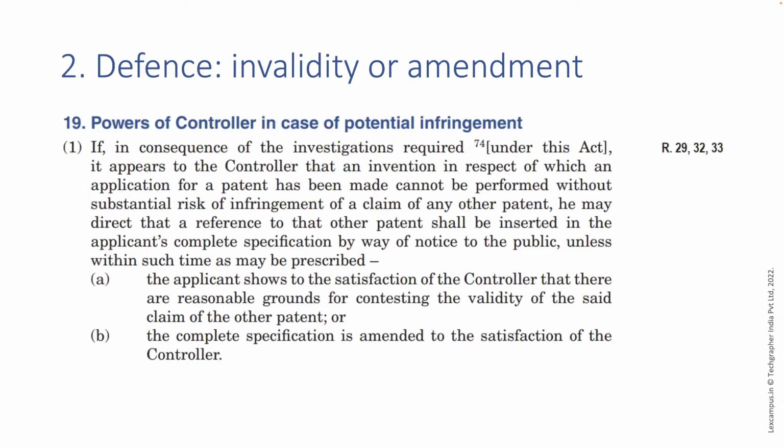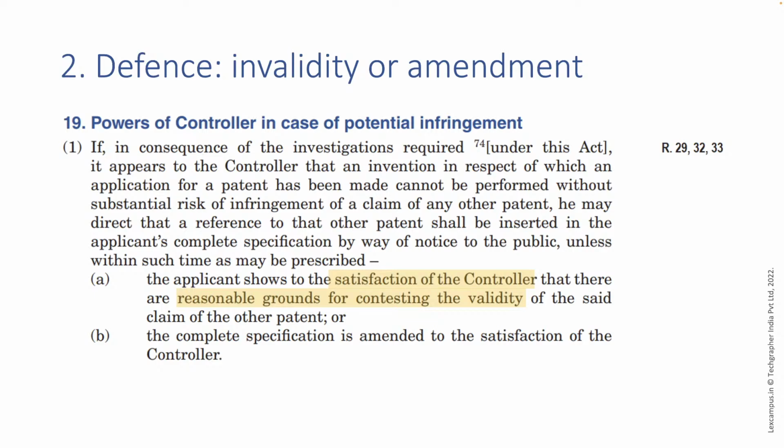Now, what are the two things that they can do? Show to the satisfaction of the controller that there are reasonable grounds for contesting the validity. It's not even to show the controller that the patent is invalid, just to mention that there are reasonable grounds for contesting the validity. Why? Because the controller does not have the power to look into the validity of another patent. That's the power exclusively given to the High Court. The IPAB had the power, but now it's completely with the High Court. The validity of a patent can only be questioned today before the High Court.